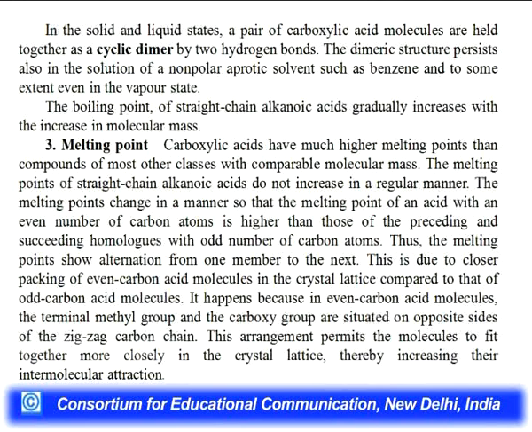The boiling point of a straight chain alkanoic acid gradually increases with increase in molecular mass. Melting point. Carboxylic acids have much higher melting points than compounds of most other classes with comparable molecular mass. The melting points of straight chain alkanoic acids do not increase in a regular manner. The melting point of an acid with an even number of carbon atoms is higher than those of the preceding and succeeding homologues with odd numbers of carbon atoms. Thus, the melting points show alternation from one member to the next.